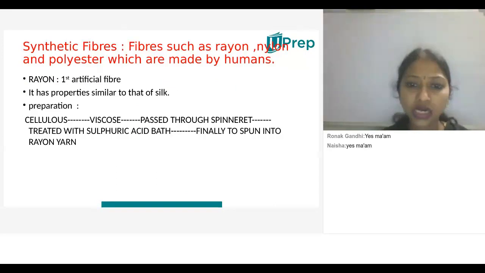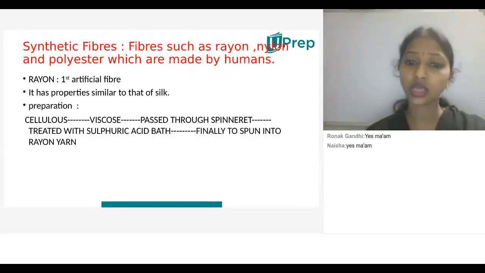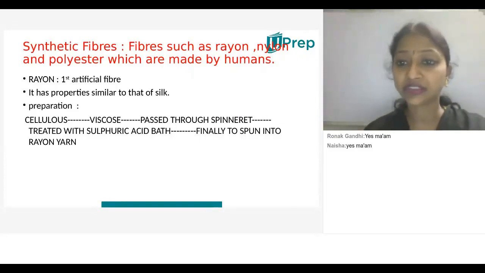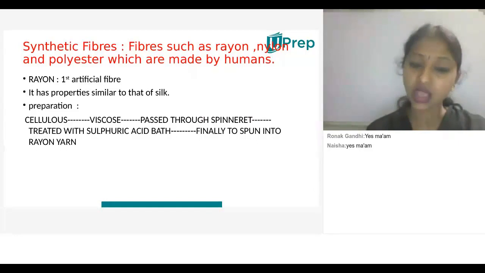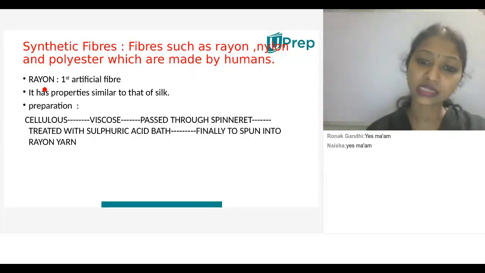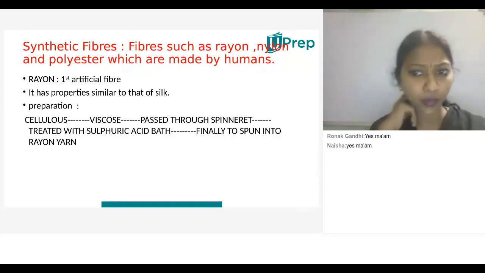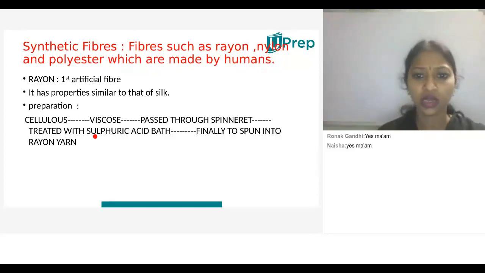We have learned many different kinds of synthetic fibers, especially rayon, nylon, polyester, acrylic. All these are different kinds of synthetic fibers. First of all, let us discuss rayon. We have already discussed it, so just recollect the points, the properties of rayon.